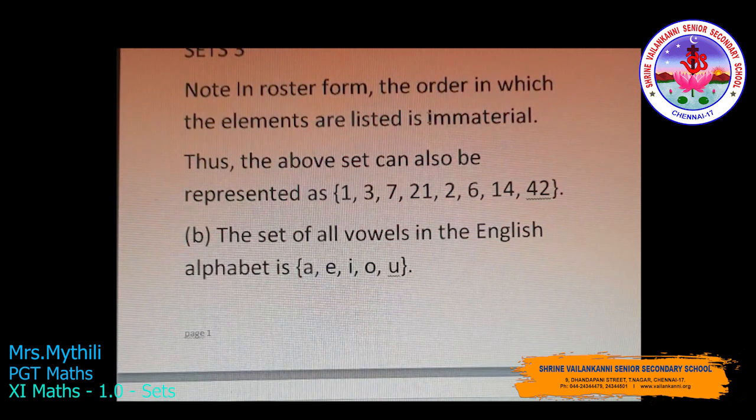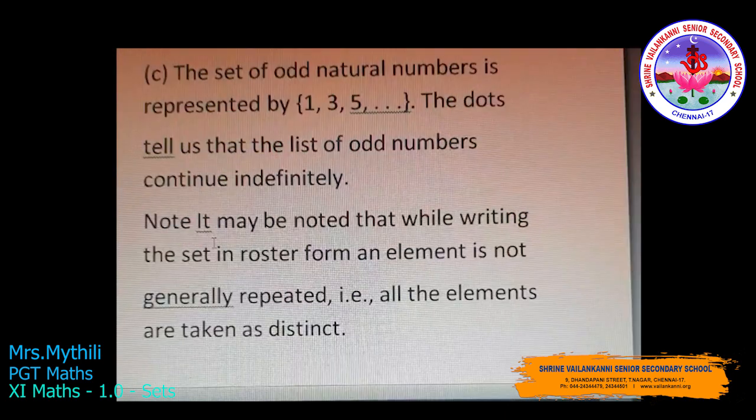The second example is the set of vowels in the English alphabet, which is A, E, I, O, U, written in braces with the elements separated by commas. Let's see another example of roster form. The set of odd natural numbers is represented by 1, 3, 5, etc. The dots tell us that the list of odd numbers continues indefinitely.